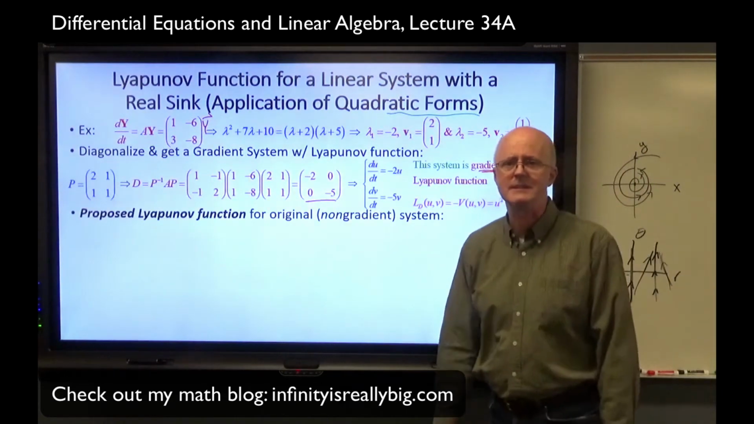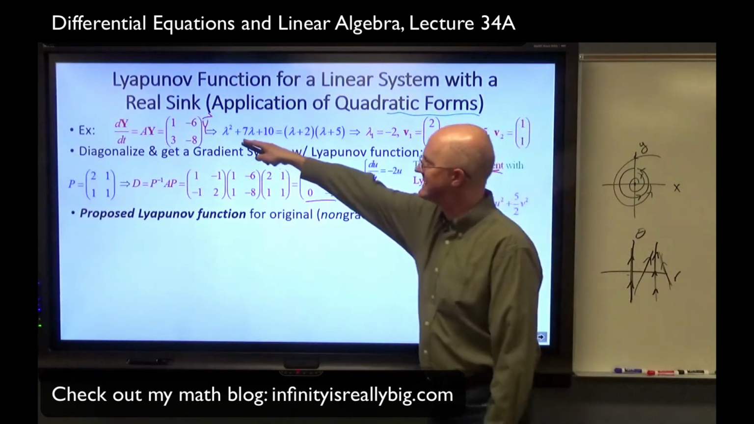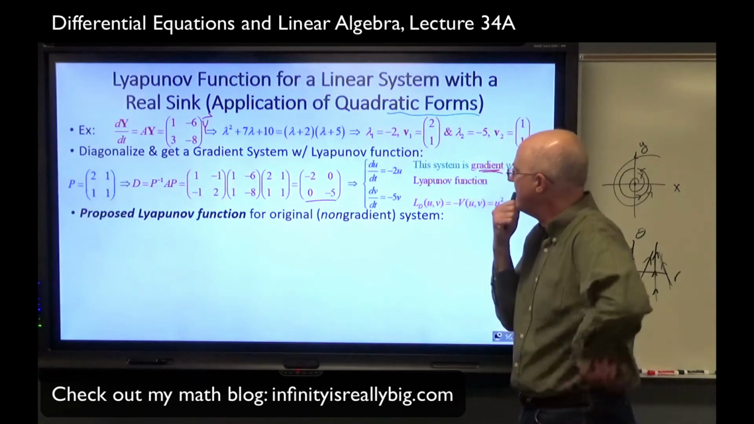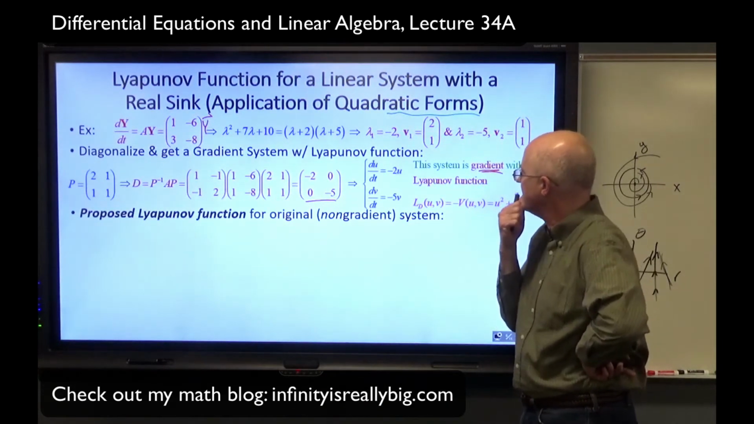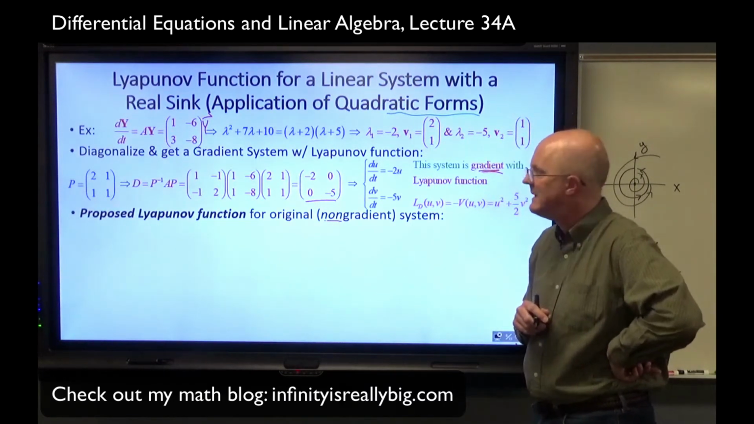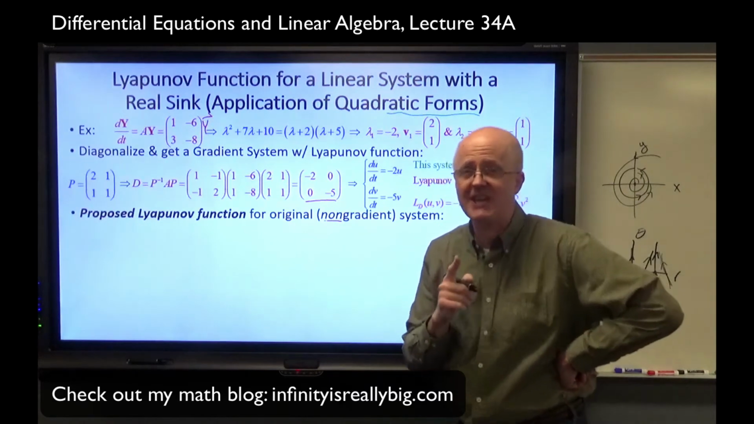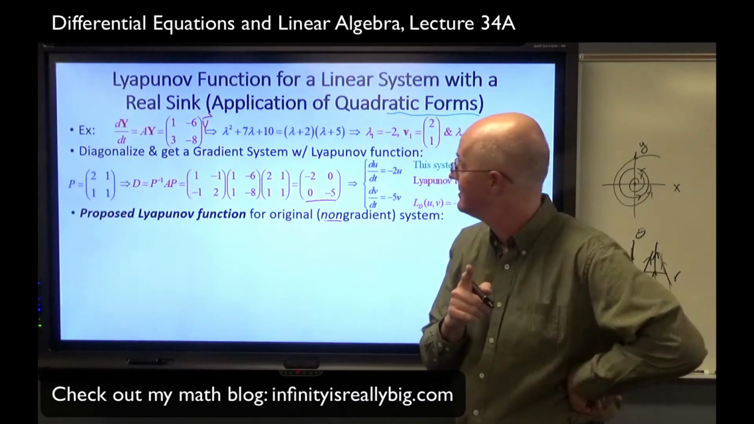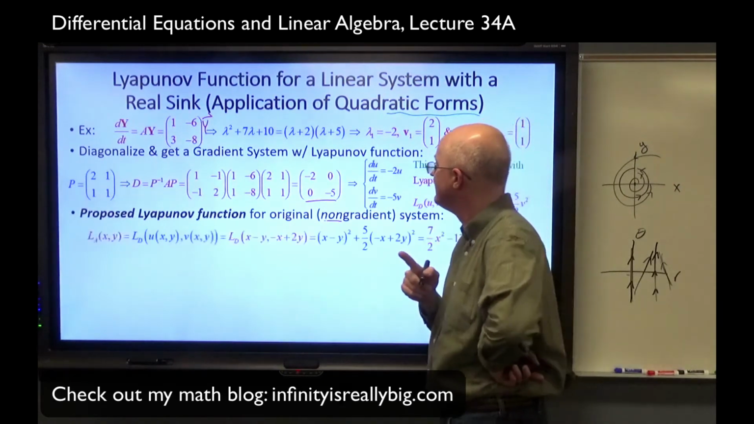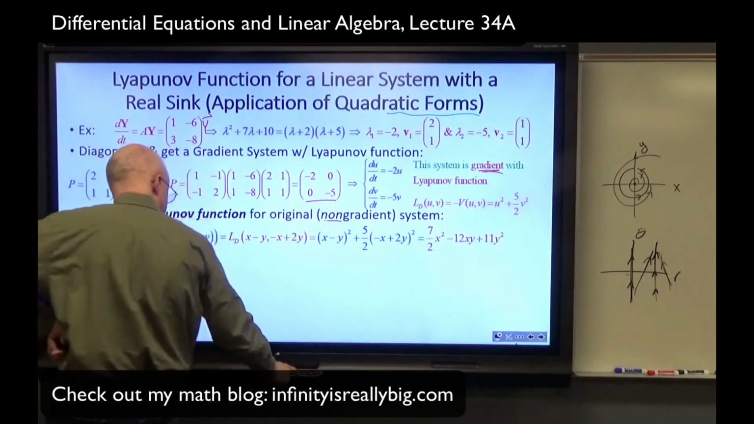Could I use this to not make this system gradient, because it's not, but instead to create a Lyapunov function for the original system that is not gradient? You might wonder if you could, maybe by changing variables back to x and y. How would we do that? Here's the key step right here.